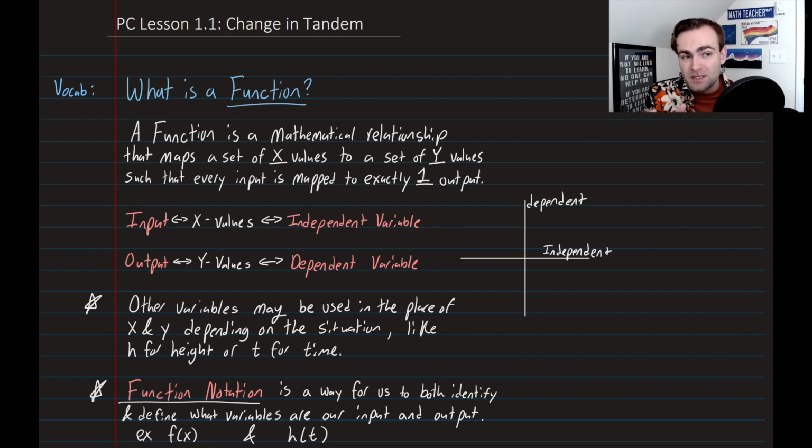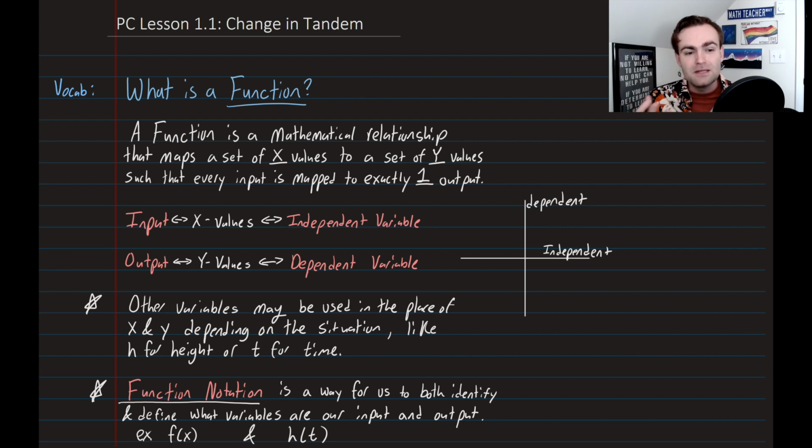A function is really important in both precalculus and calculus, and it's defined as a mathematical relationship that maps a set of inputs to a set of outputs, or x values to y values, in such a way that every input only has one singular output. So if I input a 1 and I get out a 3, every time I input 1, I'm going to get out a 3 every single time.